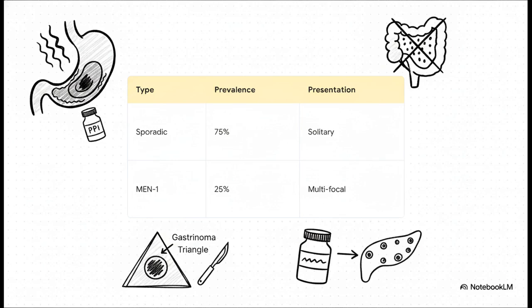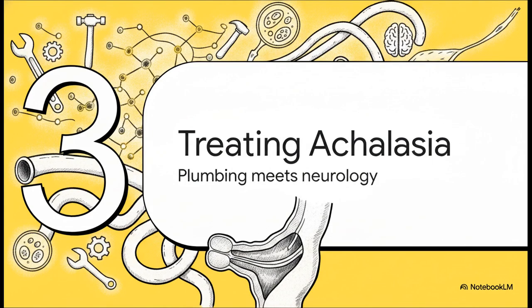But the other 25%? Those are associated with MEN1 syndrome, and they present as multifocal tumors scattered all throughout the duodenum and pancreas. Because you can't easily excise all of those, long-term high-dose PPI therapy becomes the definitive, lifelong management choice for those patients. Section 3.